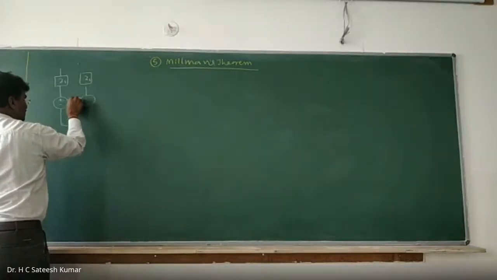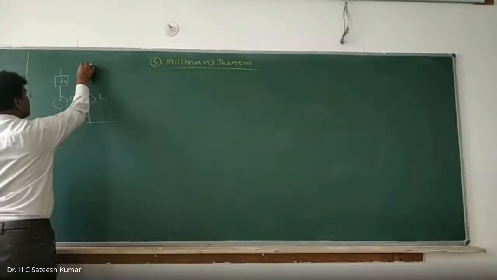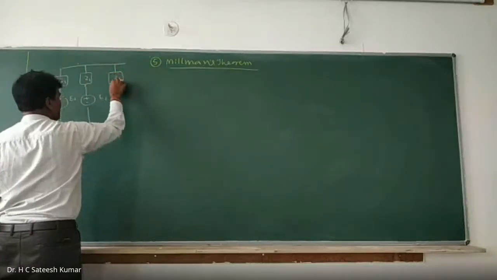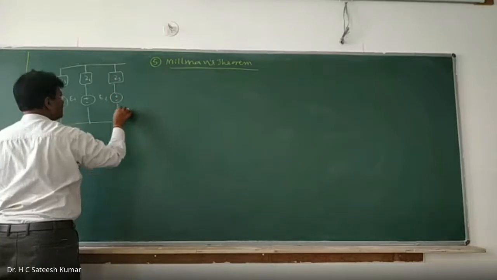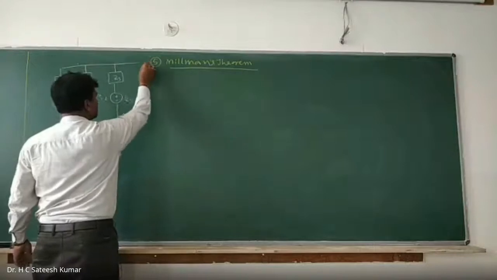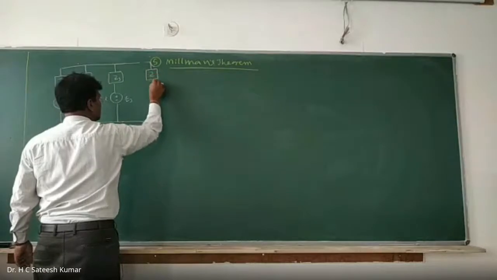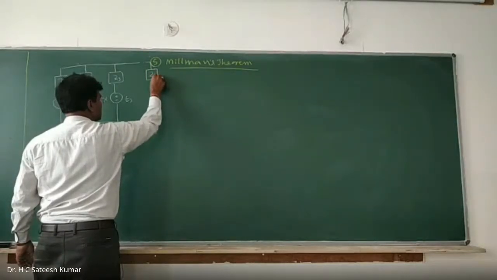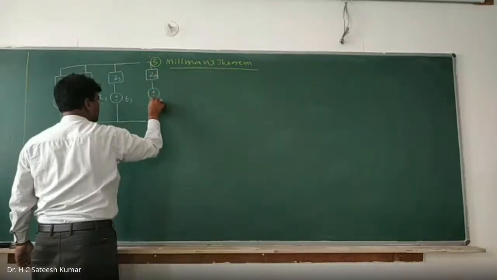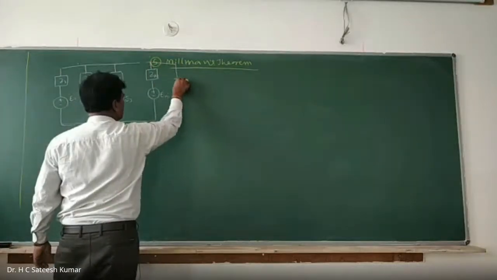Number of sources E1, E2, E3, and so on to En, with internal impedances Z1, Z2, Z3, and so on to Zn, and with load ZL.